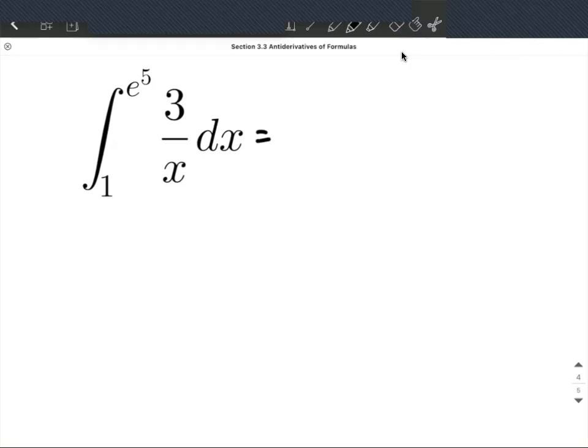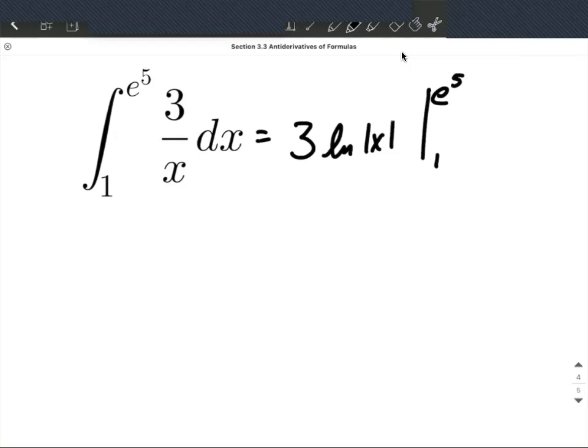Instead, as you take the antiderivative, we'll bring the 3 along, the constant comes along, but the antiderivative of 1 over x is going to be the natural log of the absolute value of x. And then we're going to evaluate that between 1 and e to the 5th power in this case.